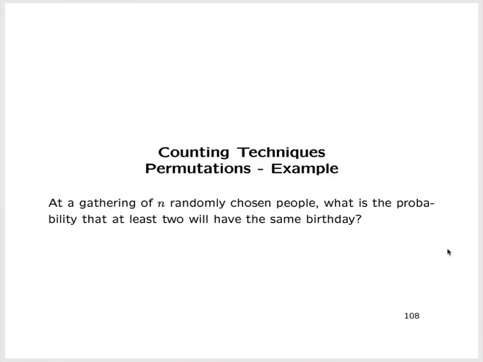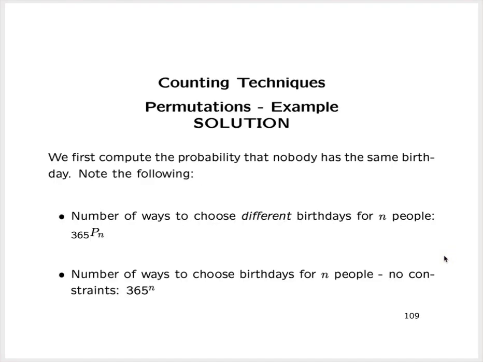All right, so let's look at another example. At a gathering of n randomly chosen people, what is the probability that at least two will have the same birthday? We first compute the probability that nobody has the same birthday, and then we'll use the complement rule to find the probability of interest.